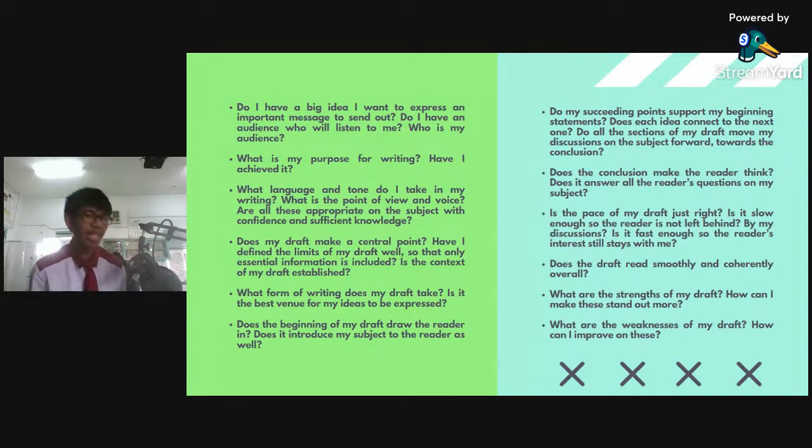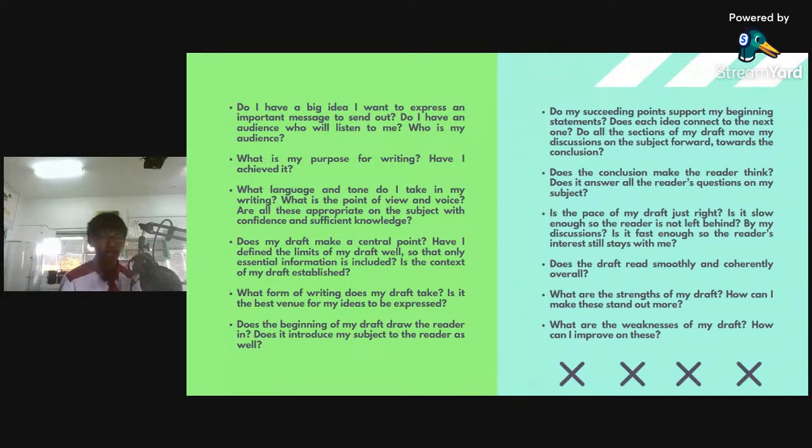Anyways, next up is, what language and tone do I take in my writing? What is the point of view and voice? Are all these appropriate on the subject with confidence and sufficient knowledge? Now, obviously, it's very important that when you're reading something, you read it in a certain language, in a tone, right? And that could depend on the words that you use, right? Or what kind of diction do you use, right?